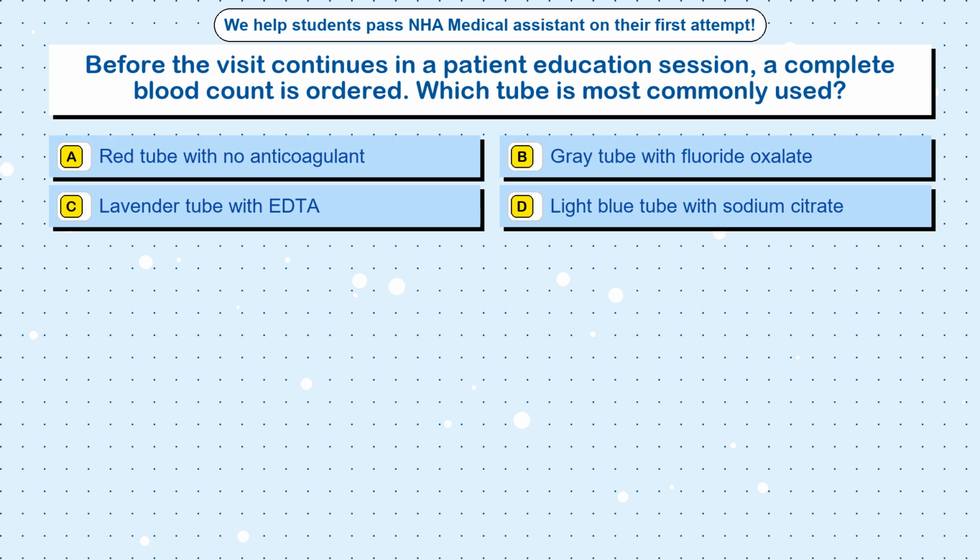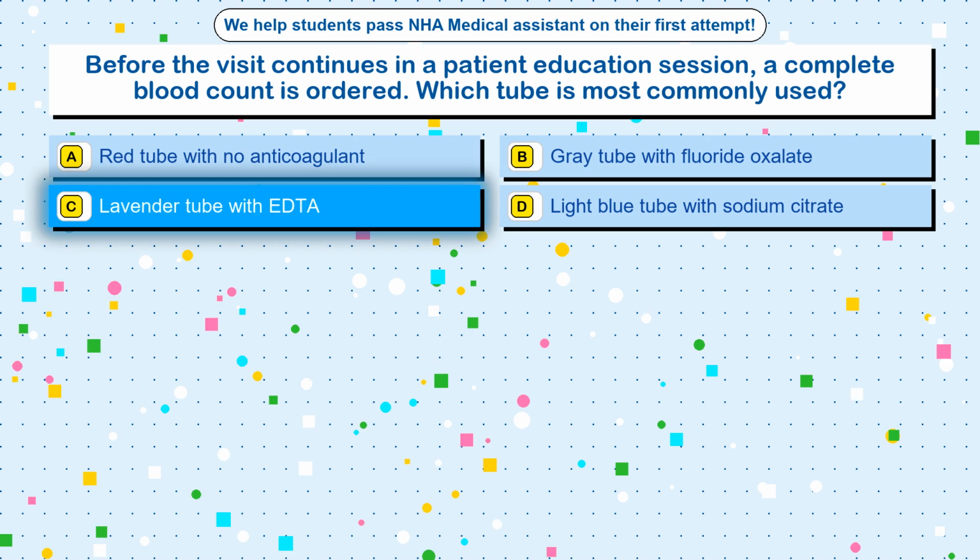Question 74. Before the visit continues in a patient education session, a complete blood count is ordered. Which tube is most commonly used? Option A, red tube with no anticoagulant. Option B, gray tube with fluoride oxalate. Option C, lavender tube with EDTA. Option D, light blue tube with sodium citrate. The correct answer is option C, lavender tube with EDTA.